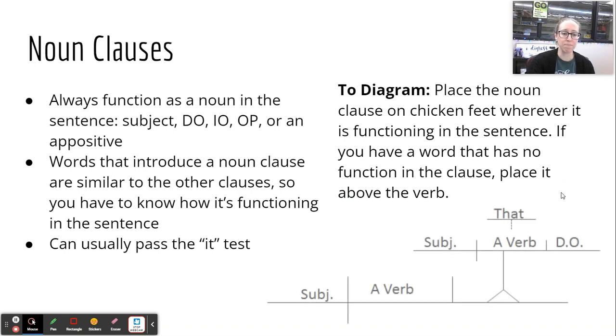So to diagram these noun clauses, you're going to place the actual noun clause on those chicken feet. Because remember, I talked about this in a previous video on how to diagram verbals, the chicken feet indicate that you have a unit in a sentence functioning as a noun that doesn't typically function as a noun. So you will just put the whole clause on top of the chicken feet wherever it's functioning in the sentence. And if you have a word that has no function in that clause, which a lot of times you will, you'll just put it above the verb, just kind of like this.